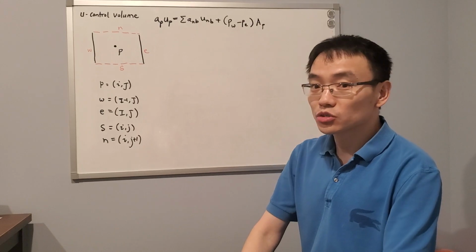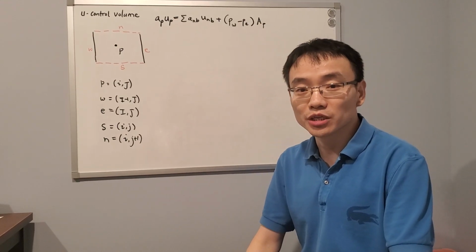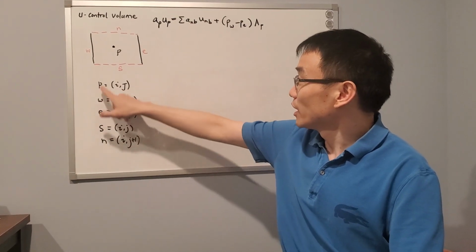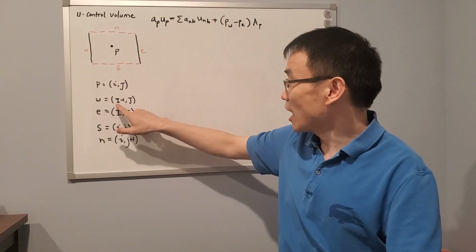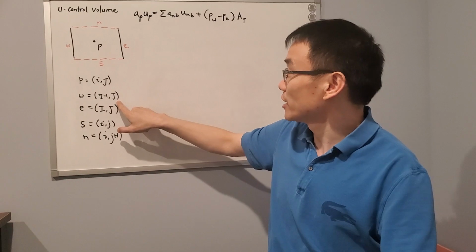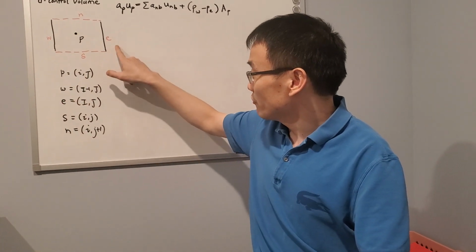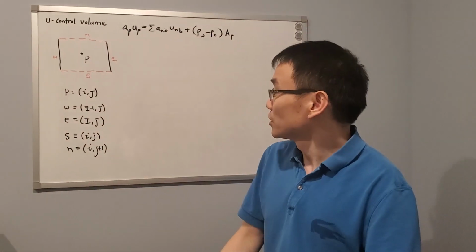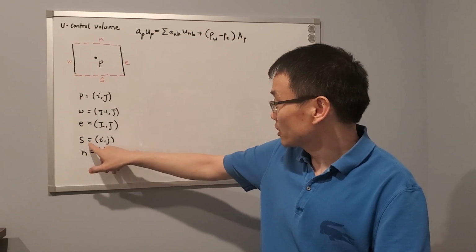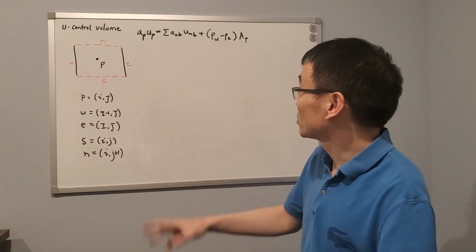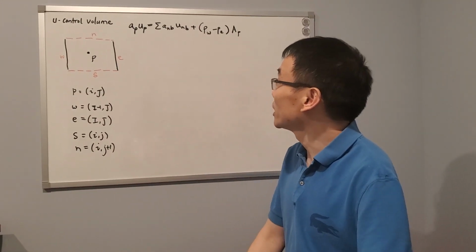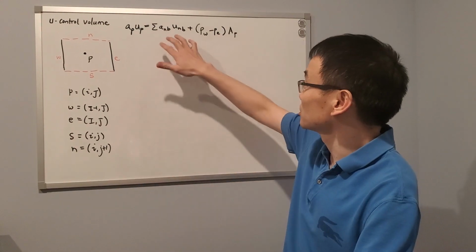And if we use the two-dimensional index as denoted in the textbook, P will be I and J. And the W face will be I minus 1 and capital J. And the E face will have the indices I and J. So for the south face, we have small i, small j, and so on and so forth. Okay, so with those notations, we can try to set up a linear system like this.